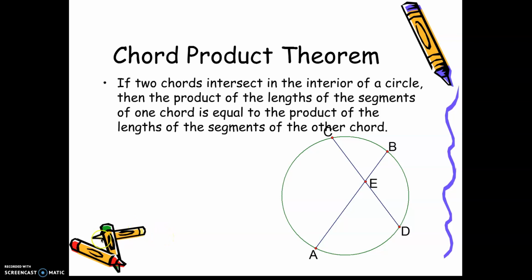And so what that's going to look like for you in this example, if you want to draw it, is that EA times EB is going to equal EC times ED. So the part times the part is equal to the part times the part in those two chords.